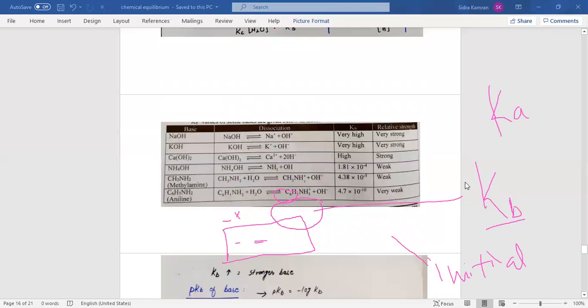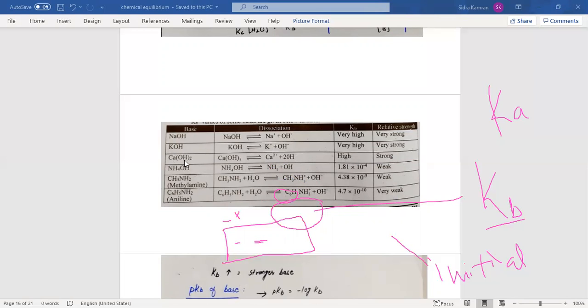Here you can see the dissociation of some of the bases, their ionization constant values, and their strength. Sodium hydroxide ionizes or dissociates into its ions, Na positive plus OH negative. Its Kb is very high, that's why its strength is very strong. KOH dissociates into K positive and OH negative. This base is also very strong, that's why its value of Kb is very high, greater than 1.